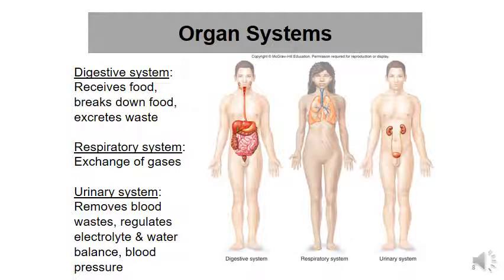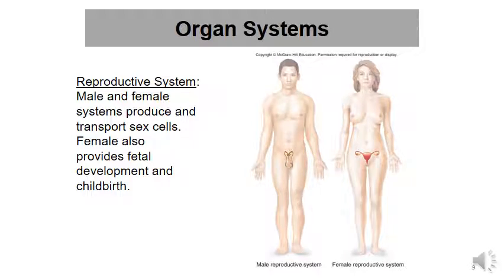Digestive system, you already know, your stomach, liver, intestines. Respiratory system, your lungs. Urinary system, your kidneys, your bladder. And the urinary system's job is to get rid of the waste material from our blood. On the reproductive system, we're seeing here for male and female.